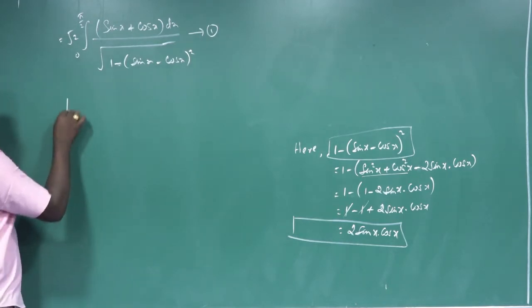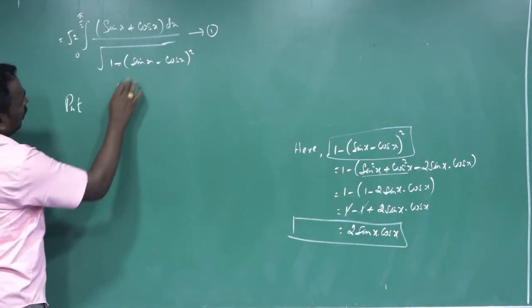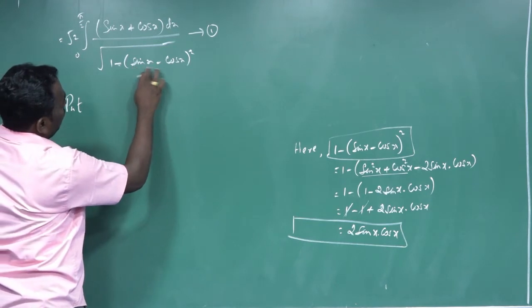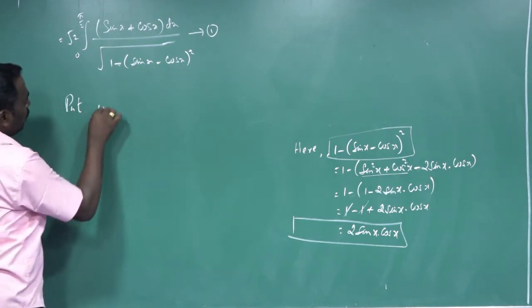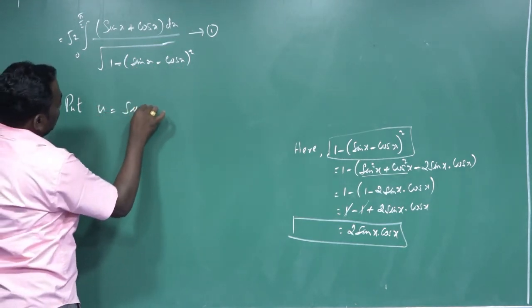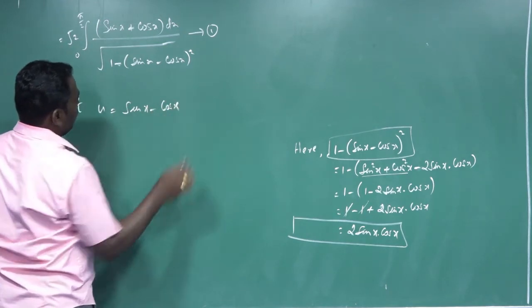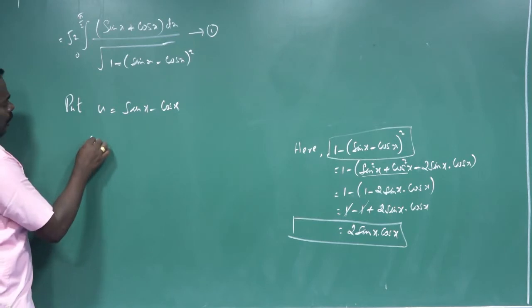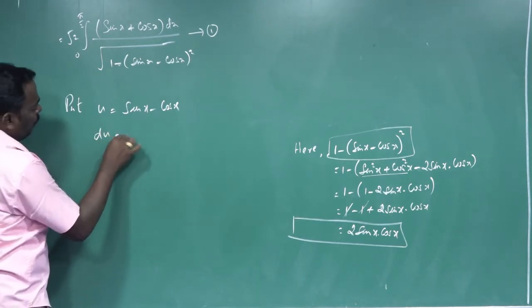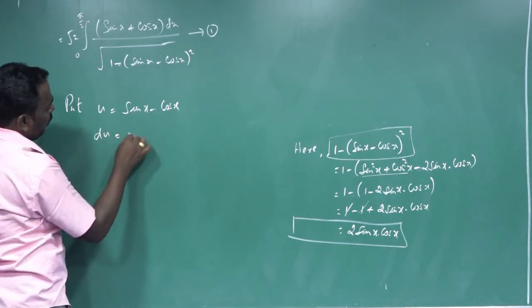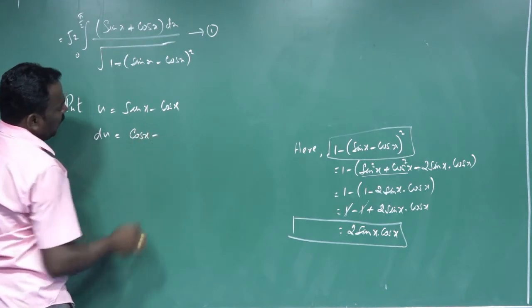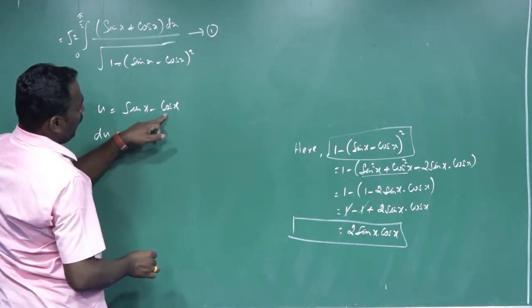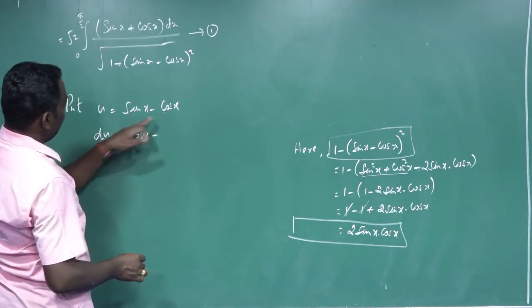Now we want to put the term within the bracket, sin x minus cos x, equal to u. So u is equal to sin x minus cos x. Differentiate on both sides with respect to x. Therefore du, the differentiation of u, is equal to the differentiation of sin x, which is cos x, minus the differentiation of cos x, which is minus sin x.